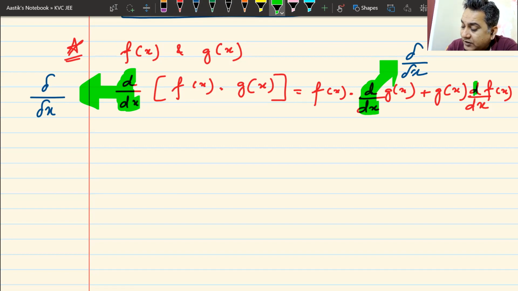Am I clear with what I have written here? Do we understand this? Can I have some raised hands that we understand this? Okay. Please put your hands down.